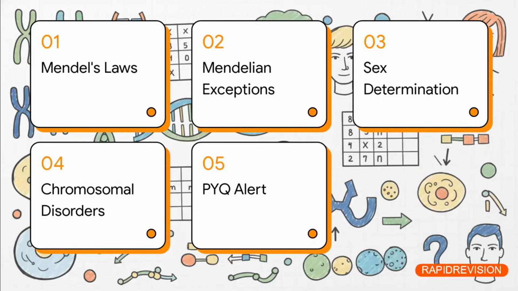Let's quickly scan our high-yield roadmap for today. First, we're cracking Mendel's laws with some killer mnemonics. Then we'll hit Mendelian exceptions, sex determination, chromosomal disorders, and finally, a high-stakes PYQ alert. हर एक concept आपके multi-statement and match the column marks confirm करेगा.